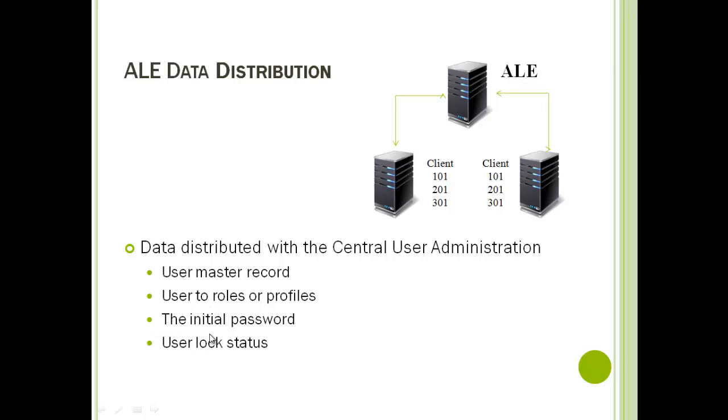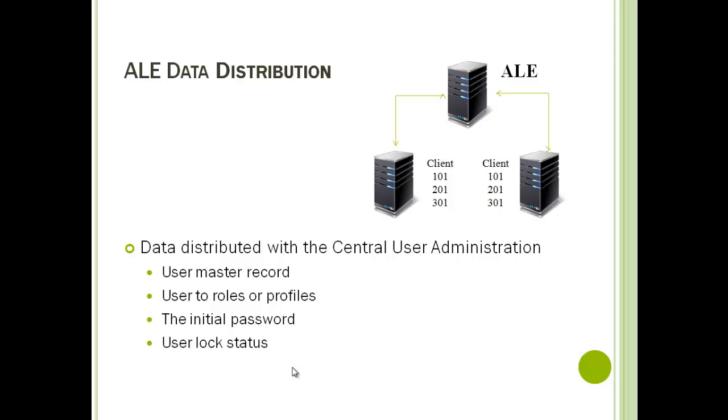The next one is the initial password. The initial password also you can distribute to all systems. That means one initial password which will be distributed to all systems. This again reduces quite a lot of effort. You don't need to create passwords for each system individually. This distribution of the password is also in an encoded format, that means a protected, secure way of transferring the data between the SAP systems.